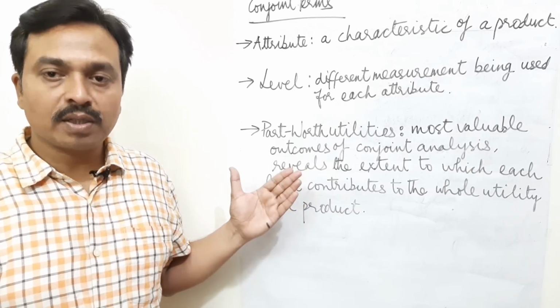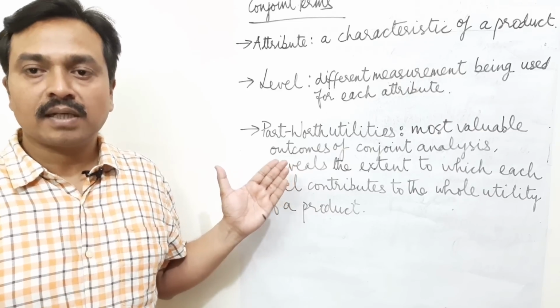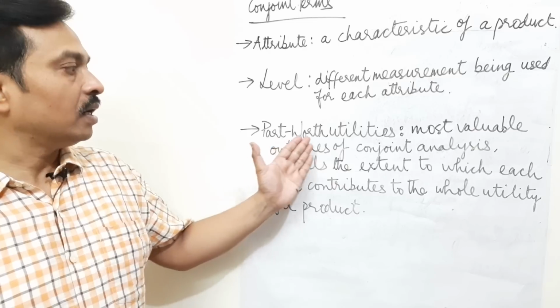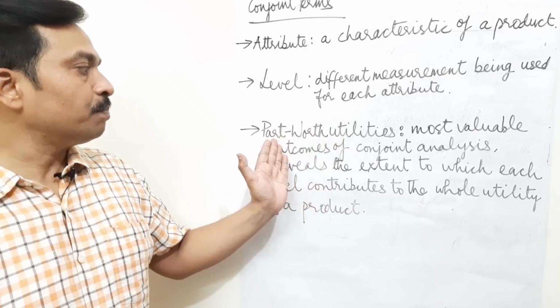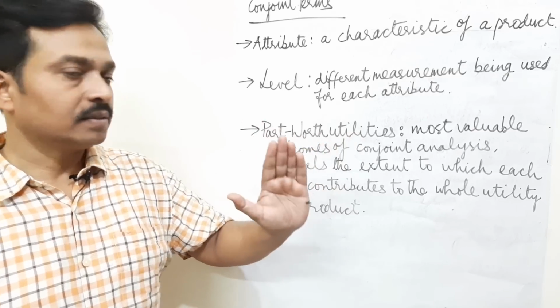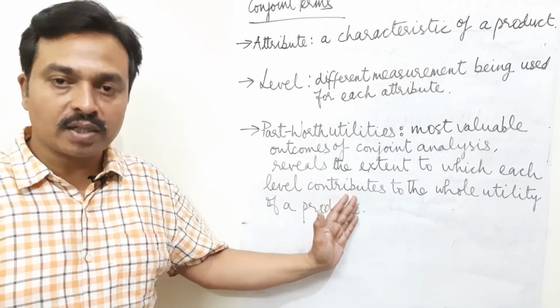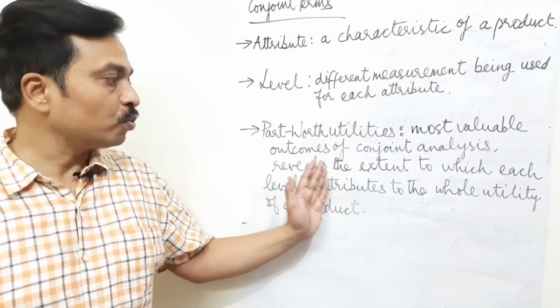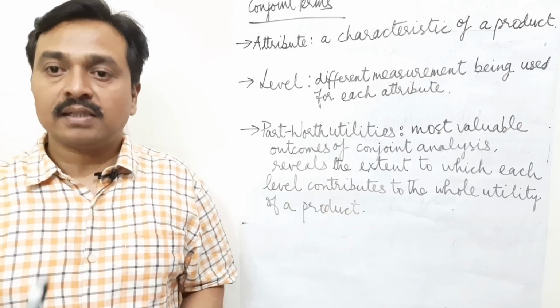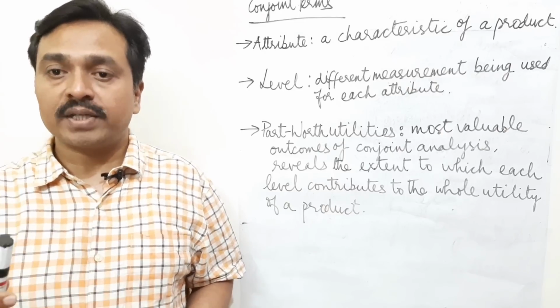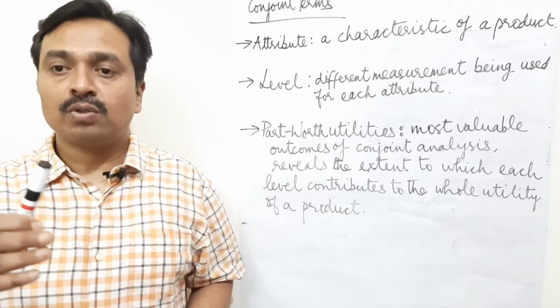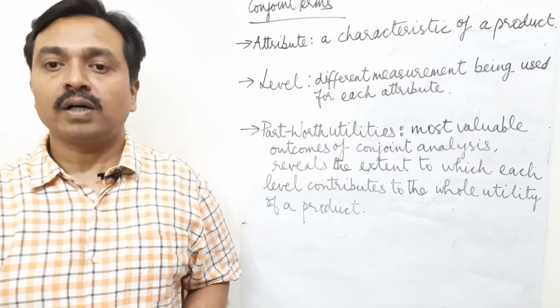Now let us come on to the most important term in our presentation, and this is the part-worth utilities. One of the most valuable outcomes of a conjoint analysis survey is part-worth utility. This data reveals the extent to which each level contributes to the whole utility of a product.